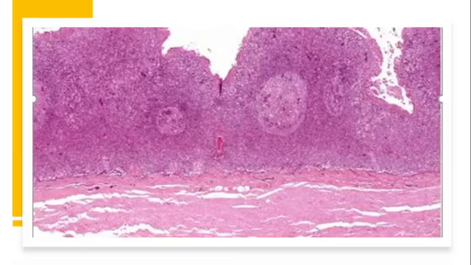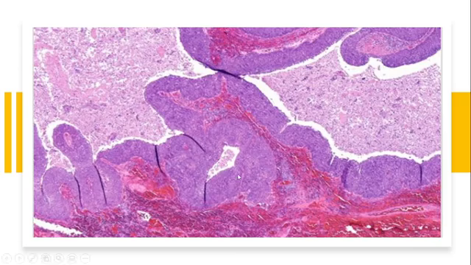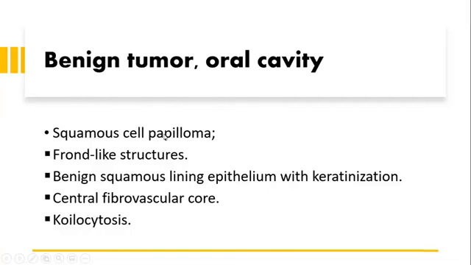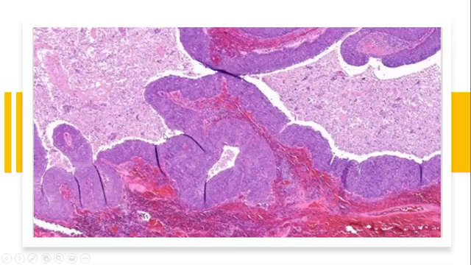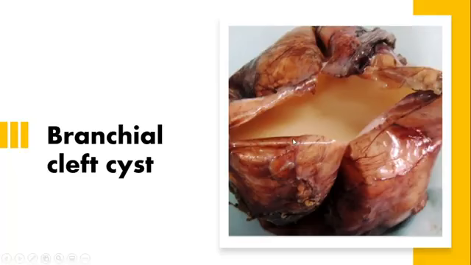Usually, it is lined by stratified squamous epithelium or columnar epithelium. The cyst is a thin-walled cyst filled with creamy secretions, and it is well demarcated and usually presents as a cervical swelling in adolescent life. Branchial cleft cyst.